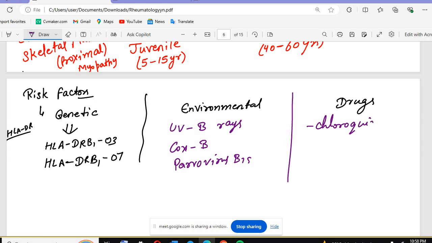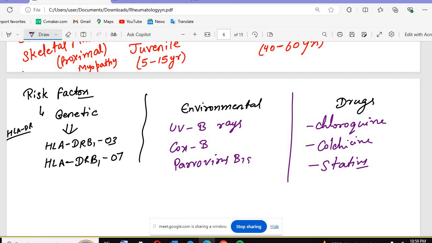Chloroquine is the drug for which condition? Just write me in the chat box. And we also have colchicine, or sometimes statins, that cause dermatomyositis. So we have three risk factors: genetic, environmental, and drugs. HLA-DRB1*03, HLA-DRB1*07, ultraviolet B rays, Coxsackie B, and parvovirus B19. Then drugs like chloroquine, statins, colchicine. So these are all the drugs that can cause dermatomyositis.